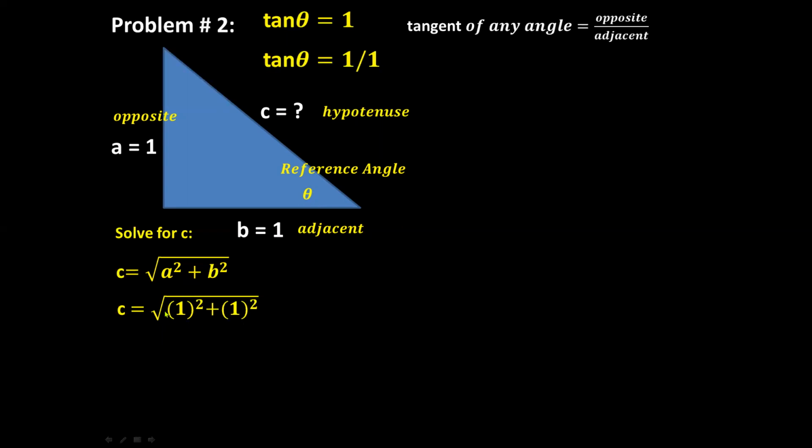Kapag in-square ko ang 1, 1 pa rin. Kapag in-square ko ang other 1, 1 pa rin. So 1 plus 1 is 2. That is why C is equal to the square root of 2. Since may value na tayo ng C and that is square root of 2, pwede na nating simulan ngayon ang paghahanap ng other 5 trigonometric functions.